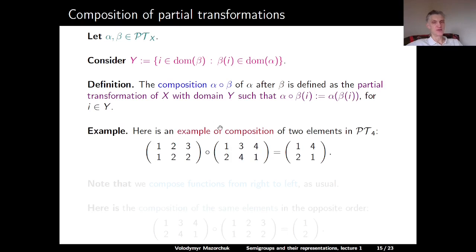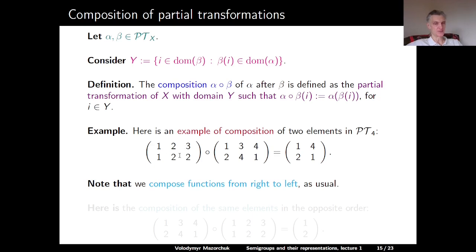For example, here is the composition of two elements in Pt4. So our first element sends 1 to 2, 3 to 4, and 4 to 1. And then after it, we take the partial transformation, which sends 1 to 1, 2 to 2, and 3 to 2. So their composition sends 1 to 2, so 1 goes to 2, 2 goes to 2, and 4 to 1. 4 goes to 1, 1 goes to 1. We can also try 3. 3 goes to 4, but here 4 is not in the domain, so the outcome will not be defined on 3.